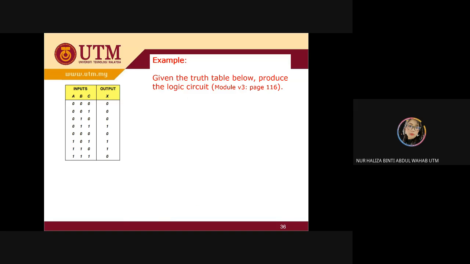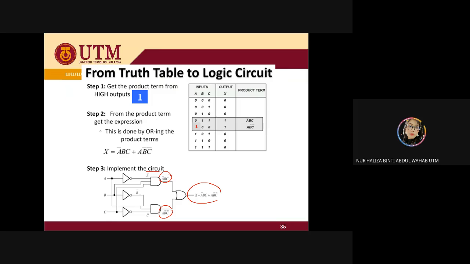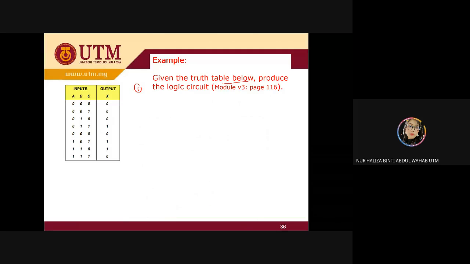Let's see another example. You were given this truth table. First thing you need to do is find the value of 1. This is the value of 1 for my output. This is output 1, and this is also another output 1. Now I have the value 0, 1, 1. What does 0, 1, 1 mean?